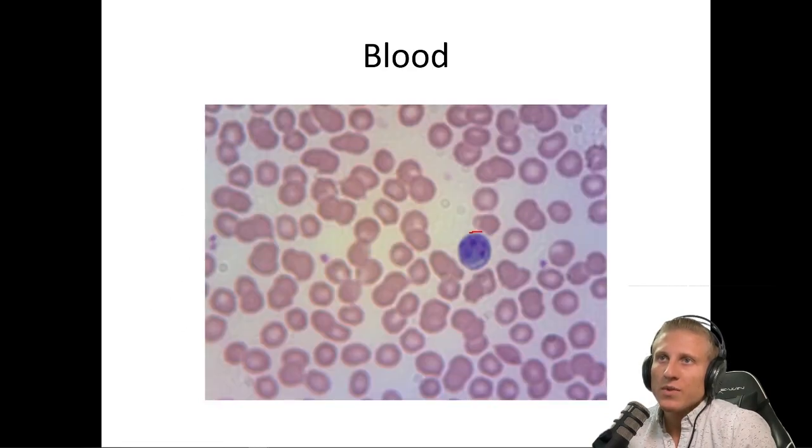Another example, blood. Here we have a neutrophil. Again, we can see that lobing happening with the nucleus.